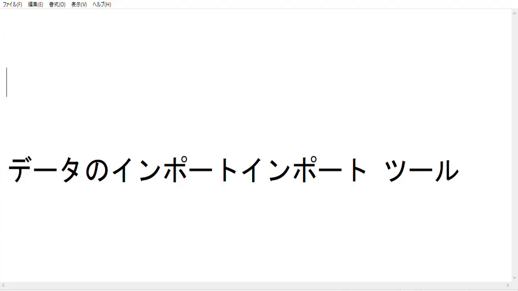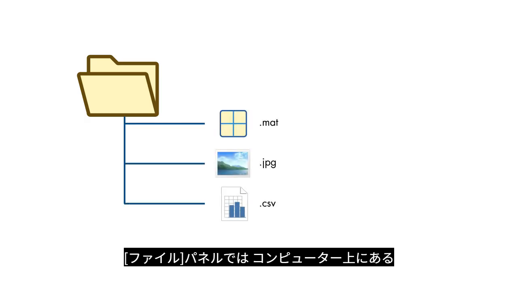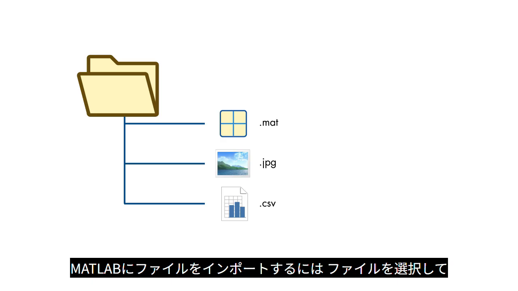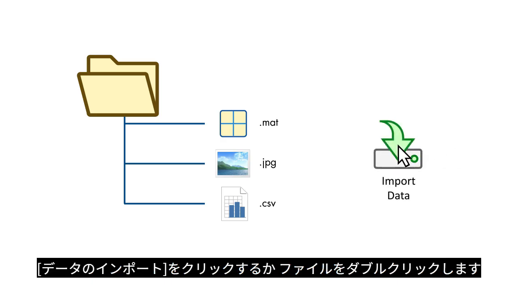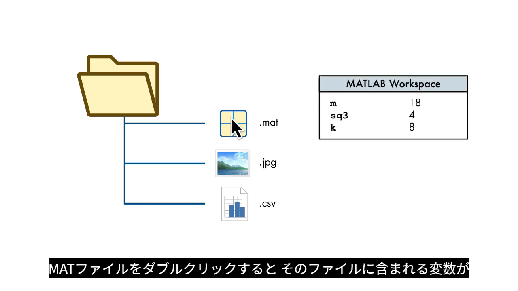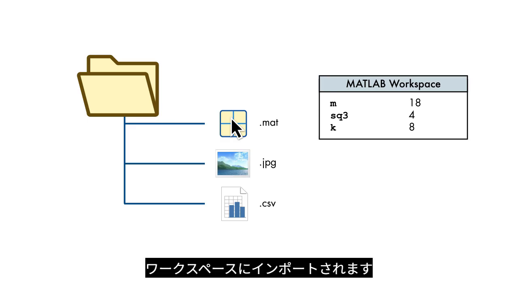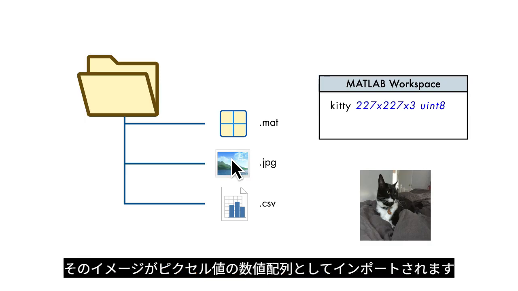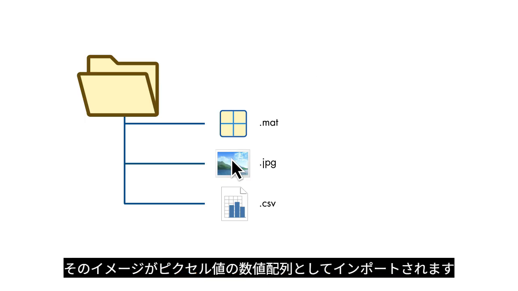The Files panel lets you explore any files you have on your computer. If you want to import a file into Matlab, select the file and click Import Data, or just try double-clicking on it. If you double-click a mat file, the variables that it contains are imported into the workspace. If you double-click an image, it's imported as a numeric array of pixel values.